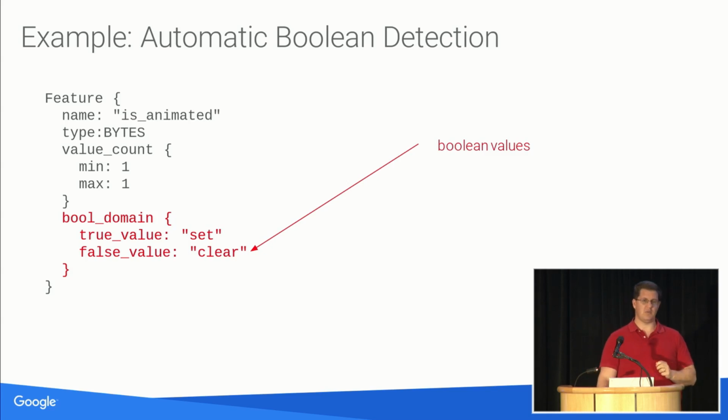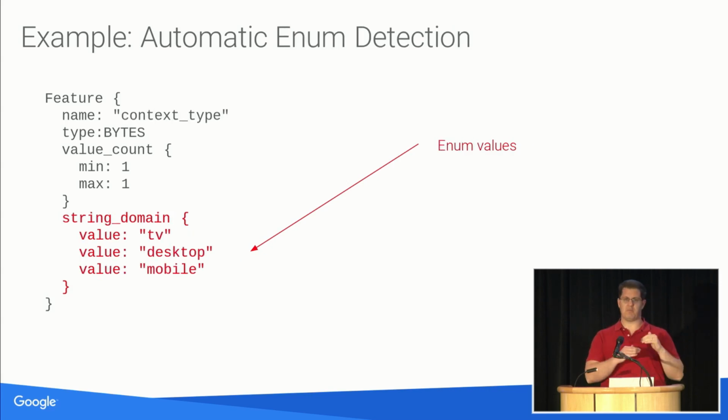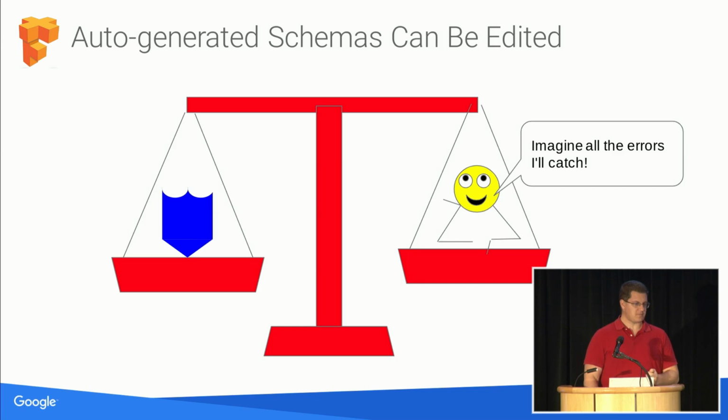Another kind of thing that we do that's helpful for people building models is we identify that it says it's a bytes value, but in fact, if you look at all the values, it looks like it's probably representing a Boolean because it's set and clear, or true and false, or a string of 1 and then 0. You get the idea. And then finally, if there's a small number of string values, then we represent it as a string domain. So this is very useful information, not just for data validation, but also for the system as a whole, when you're thinking about how to transform these features, how you're going to use them in your model, and so forth.